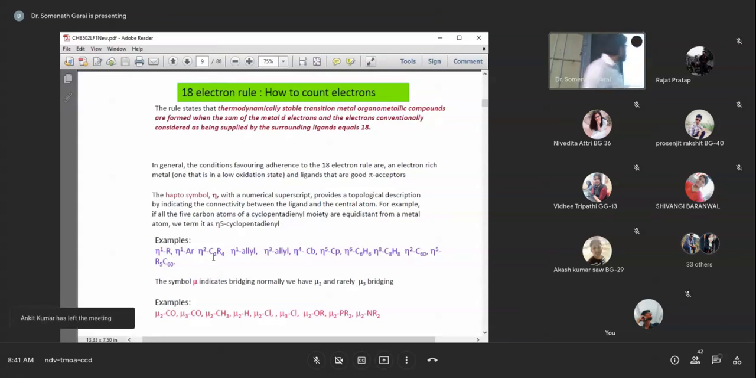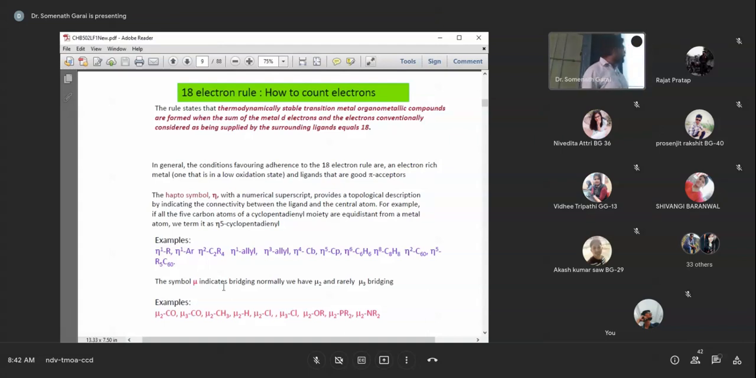So now you see, there will be the eta. As I said, there is an eta, which is called actually like a number. The numericals provide a topological description by indicating the connectivity between the ligand and the central atom. That means how many atoms of a particular ligand is bound to the metal. Fine. Then there will be also a symbol like mu.